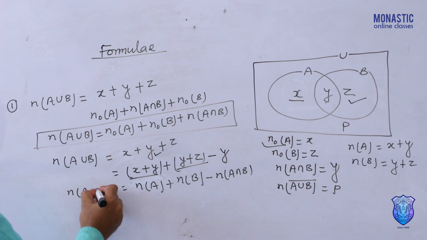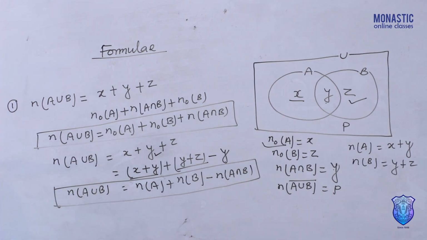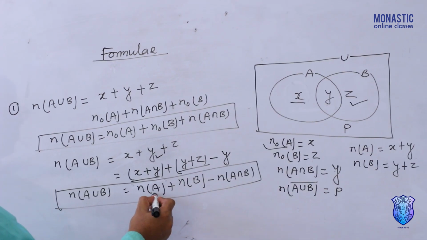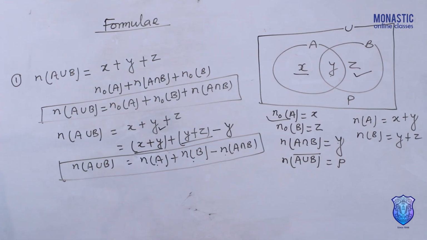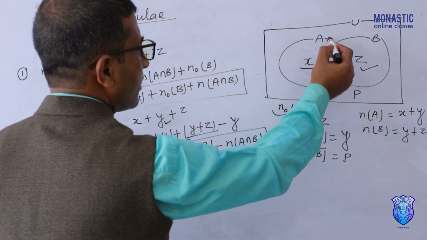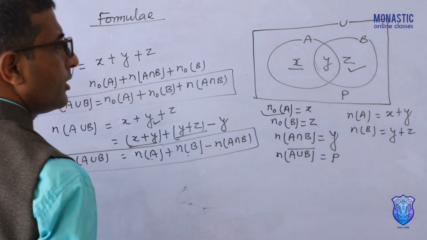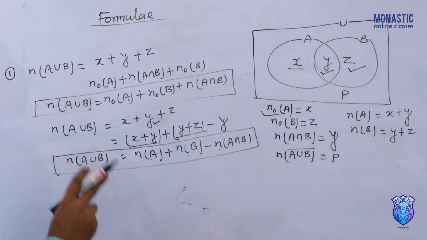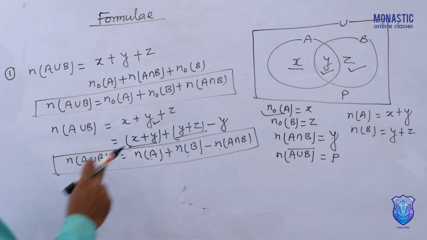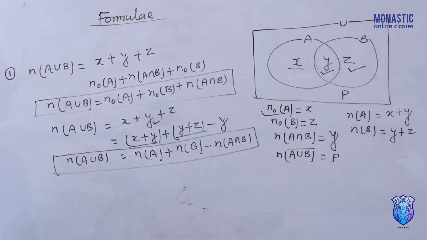So we have the second formula: number of A union B is number of A plus number of B minus number of A intersection B. When you look at the Venn diagram, number of A is this whole, number of B is this whole. So when we take number of A plus number of B, this part is counted 2 times, so we have to subtract it once. That's why we have the formula number of A plus number of B minus number of A intersection B.